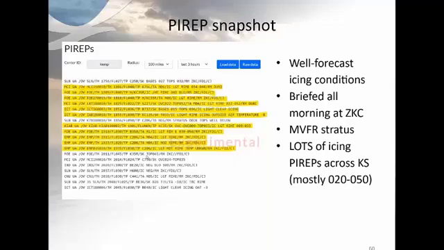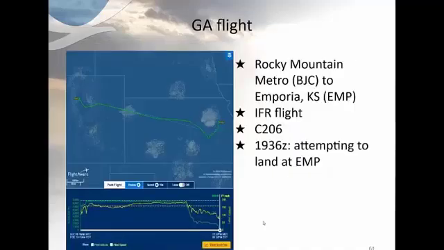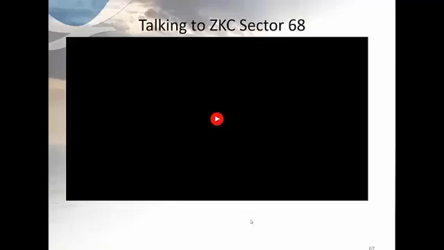It was briefed all morning to the air traffic controllers. Every pilot should have had it in their briefing in the morning. And we had a ton of marginal VFR stratus, lots of icing PIREPs. Again, most of them were in that 2,000 to 5,000 foot range on this particular day. Well, we had a GA flight from Rocky Mountain Metro in the Denver area to Emporia, Kansas. It was called IFR, a Cessna 206. And right about 1:30 in the afternoon, they were attempting to land at Emporia. So on the next slide here, we're going to get into what it sounded like to air traffic control.